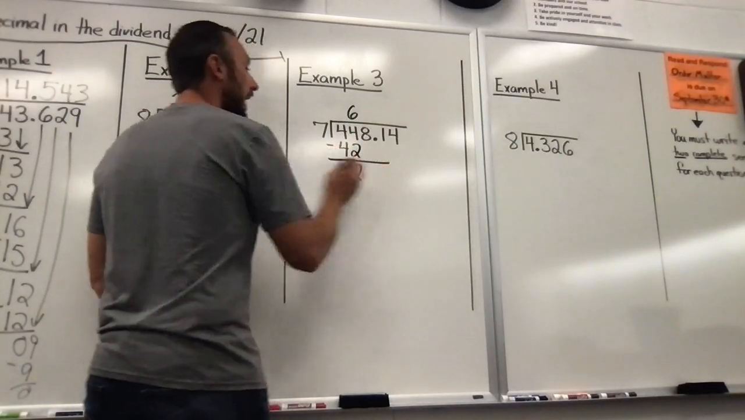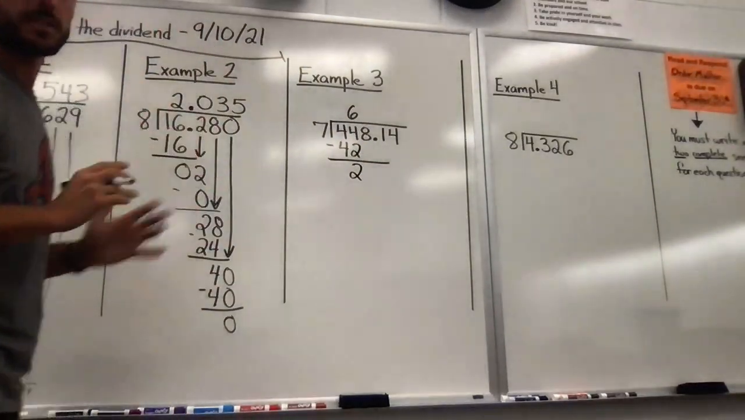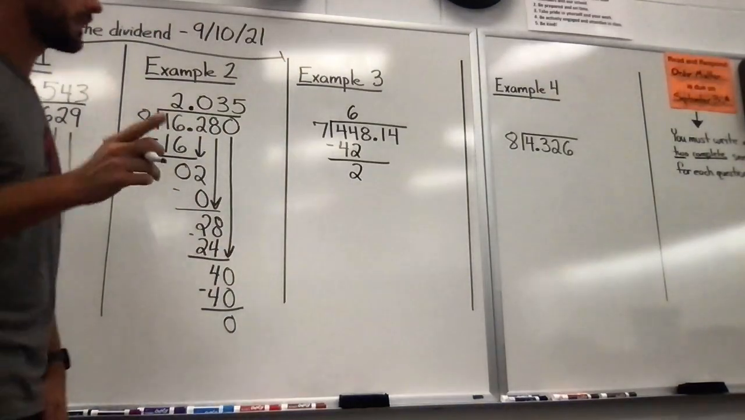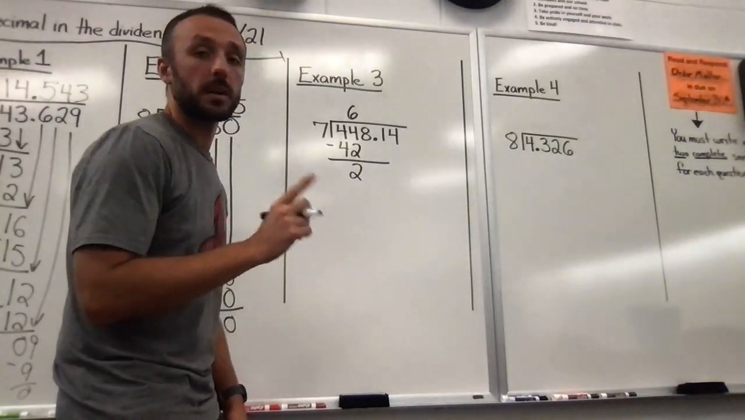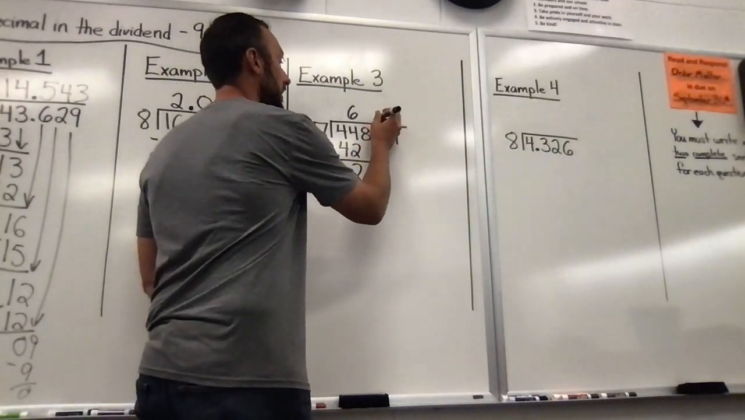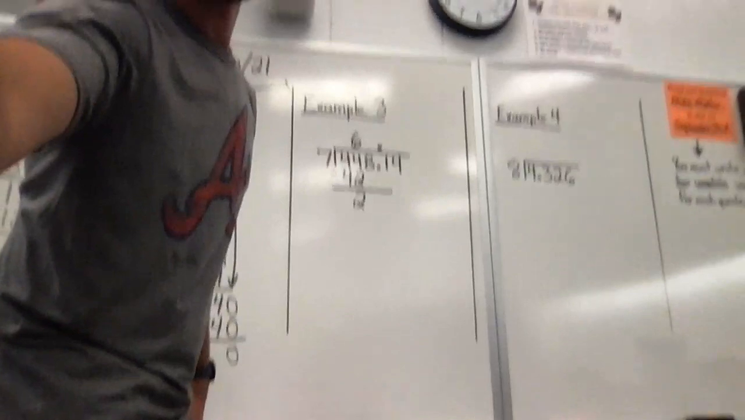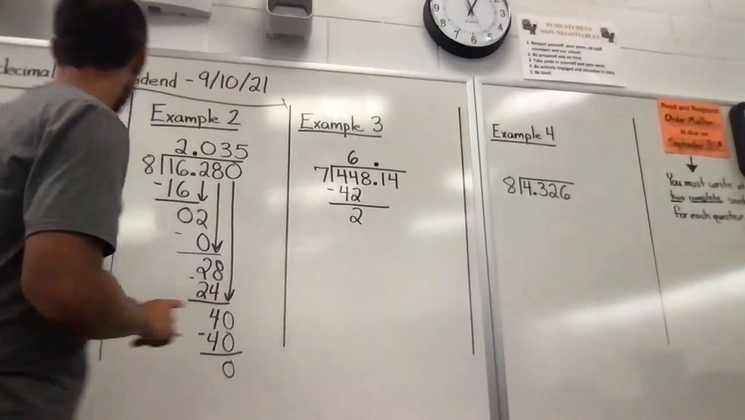I subtract, I get 2. And I was so excited, I forgot to do our very first step. I forgot to do what I told you to do before you do anything else. Before you start these problems, the very first thing I want you to do is to bring this decimal straight up. I should have done that first, I apologize, but don't make the same mistake I did.